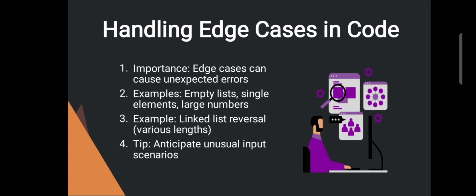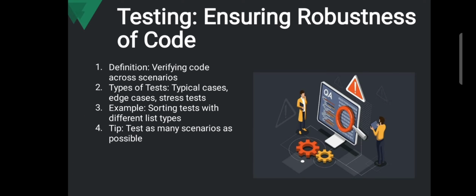Next is handling edge cases. Handling edge cases is crucial to making code robust. Edge cases are unusual inputs like an empty list, very large numbers, or a one-element list. If we don't handle these, our code may fail unexpectedly.